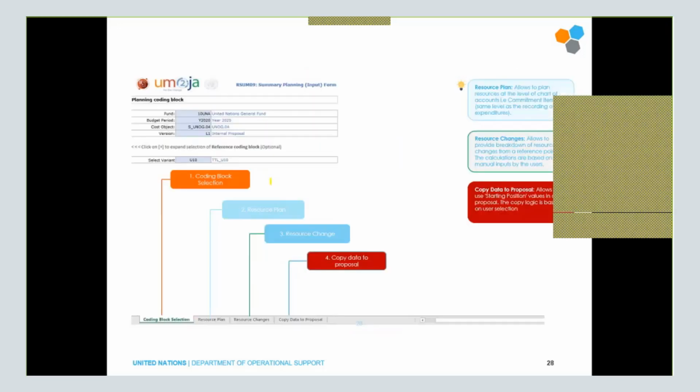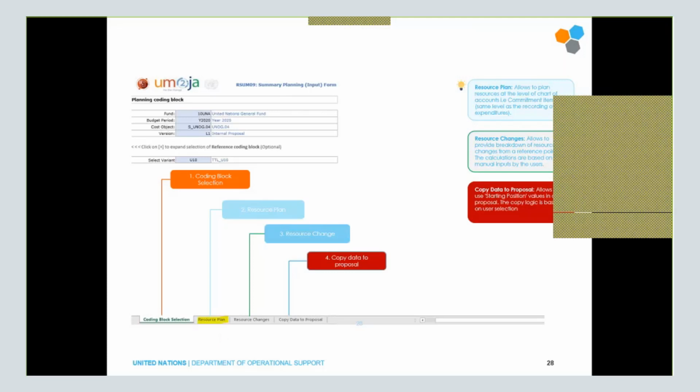So what about form 09? Form 09 has 4 tabs. The first tab is to enter the coding block. This is something that you know, and we also saw yesterday. So in the first tab, we will only select the coding block. Then we have a second tab that is called resource plan. There is where we're going to enter our budget plan and the amounts for every particular commitment item.